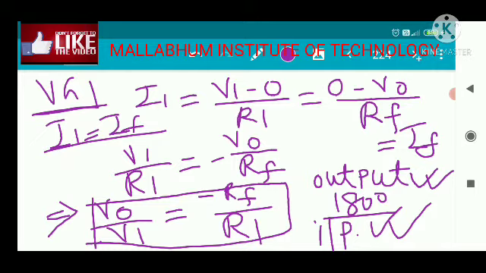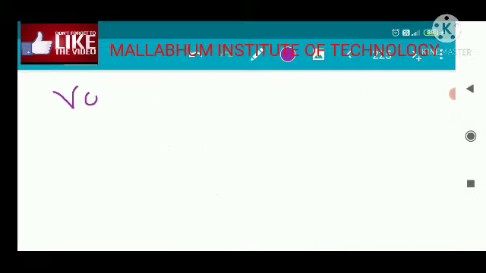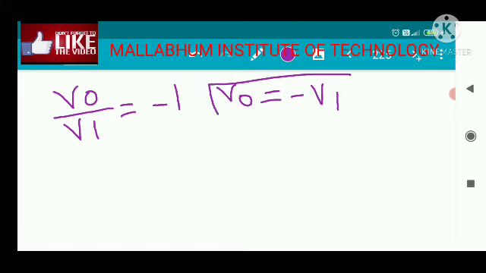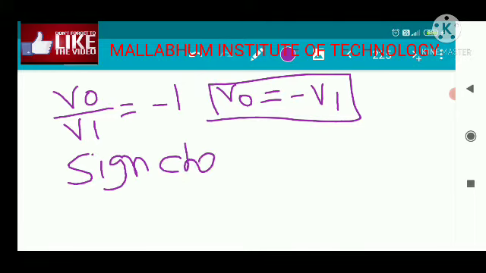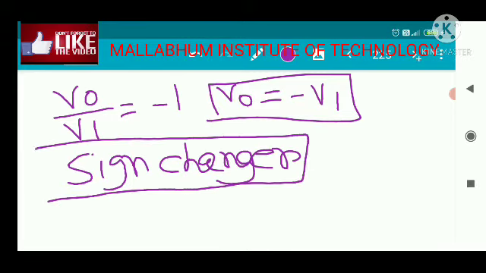Now this circuit can be used as a sign changer when the gain is 1. Suppose your gain is 1, so V0 divided by V1 equals -1. That means whatever the input voltage, the output voltage is just the opposite of that, so it can be used as a sign changer very easily. Okay, so hope you understand this.